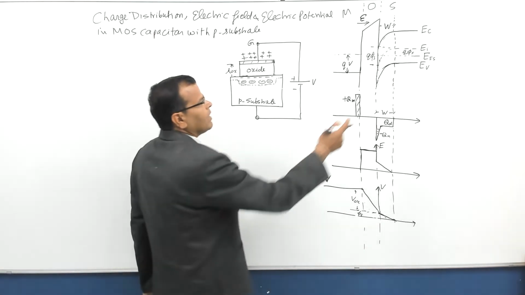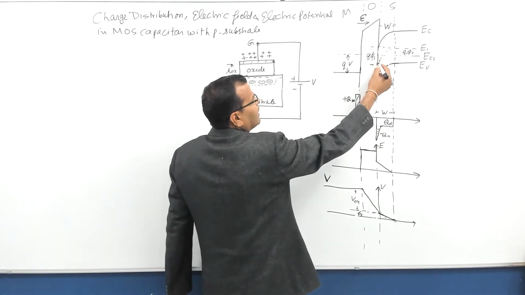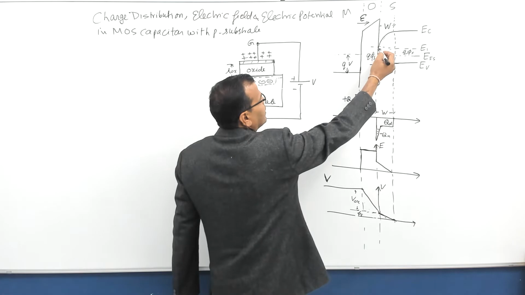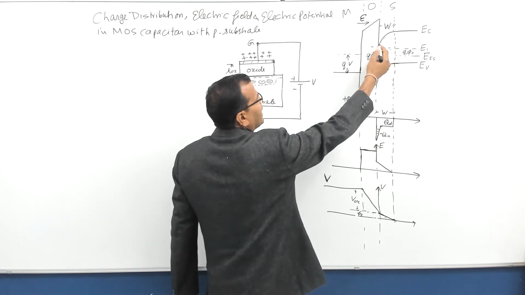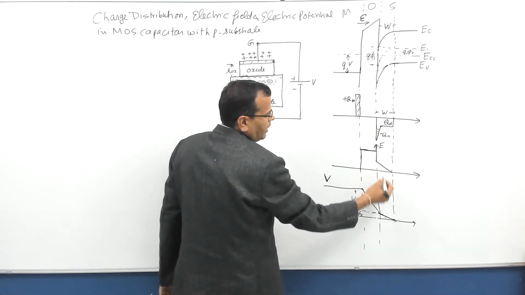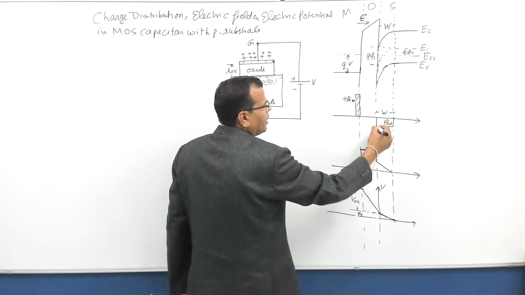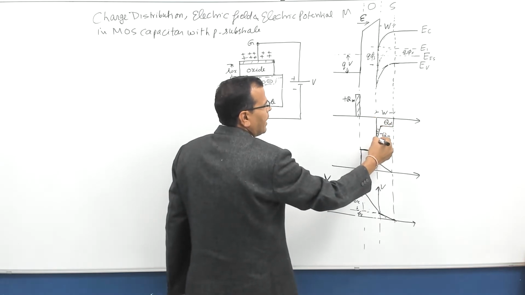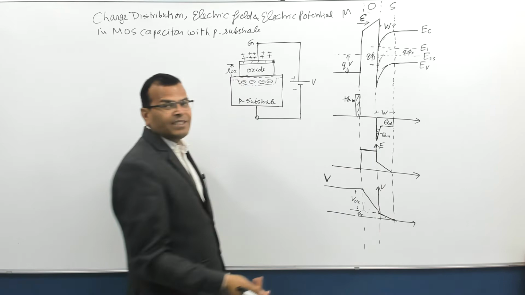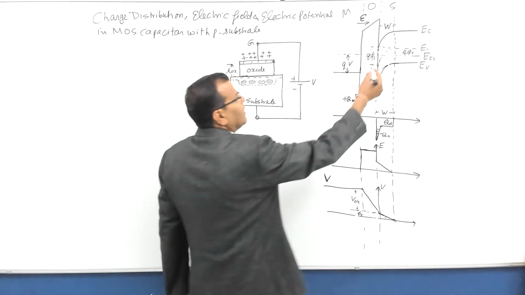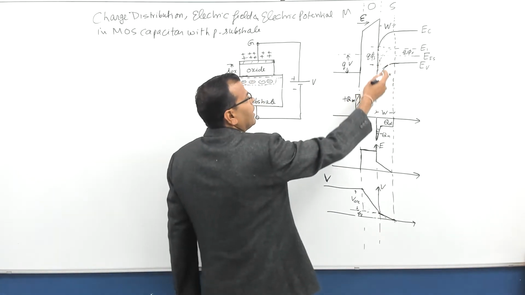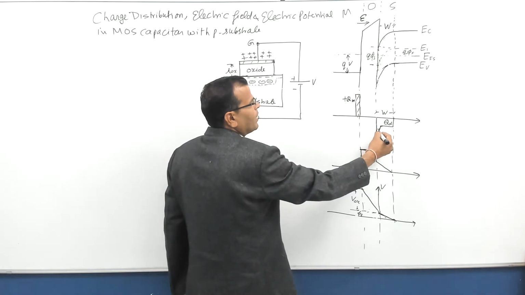Now come at the boundary, that is interface. At the interface, the material is behaving like N-type. So there is large negative charge at the interface and at the boundary. And this charge exists only in the narrow region near the interface.